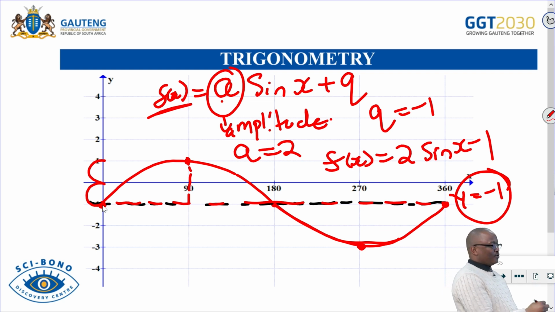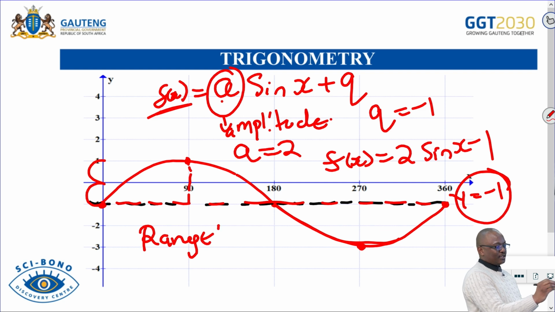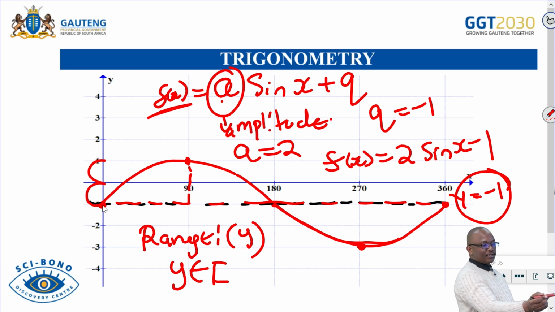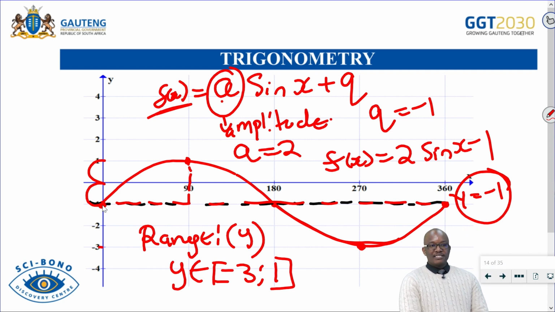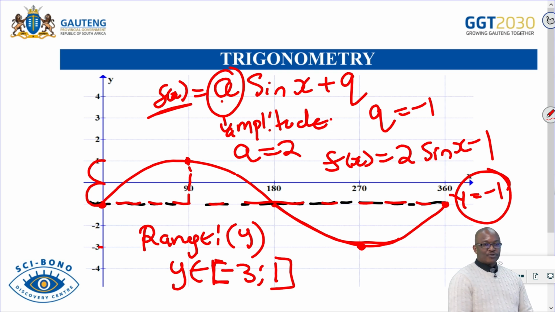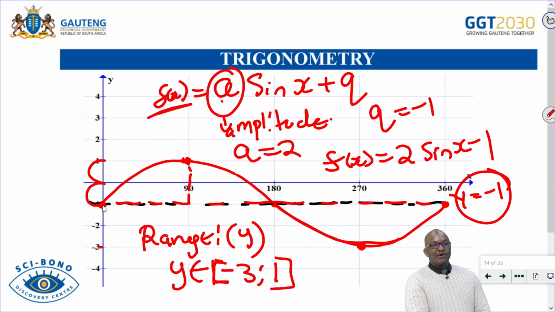In this case again, you are going to be requested to determine the range. Range in this case is y is an element of, now we're looking at the lowest value, which is negative 3, and our turning point, which is 1. So the range will be y is an element of negative 3 to 1. Remember, we are putting square brackets because negative 3 and 1 are included, because at 90 it is 1, and at 270 it is negative 3. They are included, those values. So that's how you sketch your graph of sine, having A and q affecting your function.